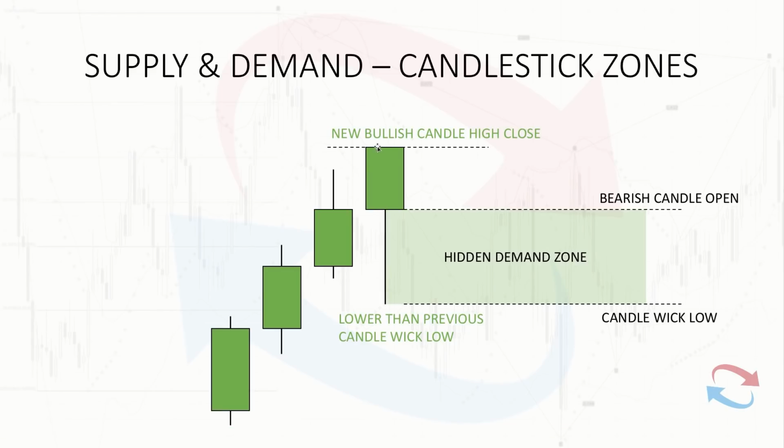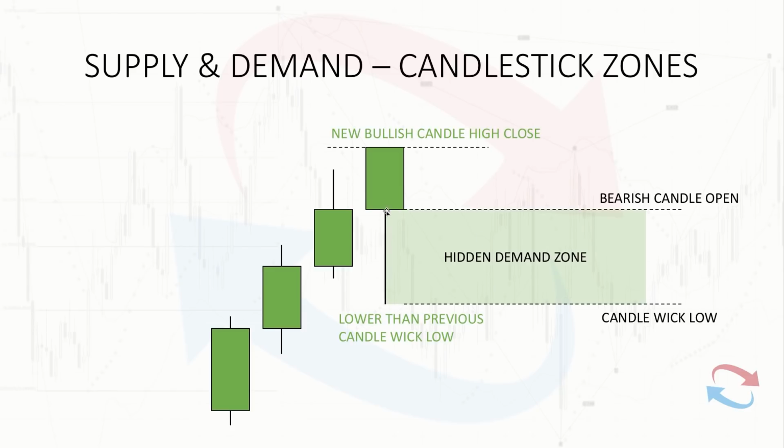But pretty much the premise of this candle, whatever you call it, is where you have a bullish candle that actually goes below the low of the previous candle, in the wick, but closes above the wick high of the previous candle. Now, why is this hidden demand?